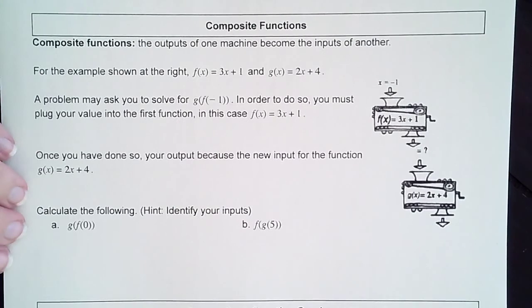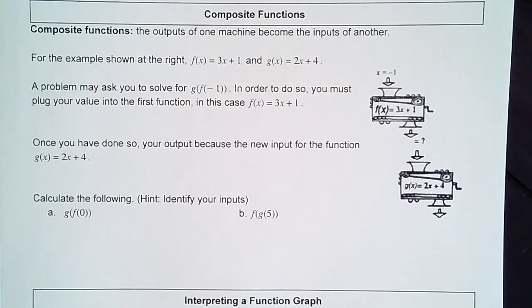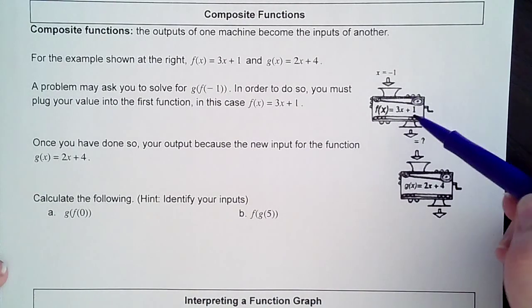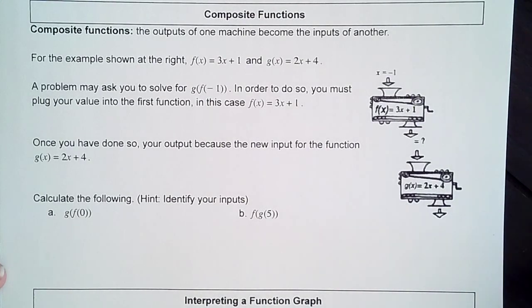Jumping to the back, the next thing we're going to talk about is something called composite functions. Composite functions mean that the output of one machine becomes the input of another. So the same way that we don't just take cotton from the field and turn it into a t-shirt, there's steps in between. We have to make it into thread, and then we have to make it into fabric, and then we have to sew it together. So think of this as each of those steps of manufacturing something like a t-shirt.